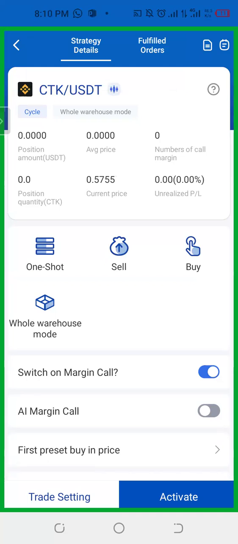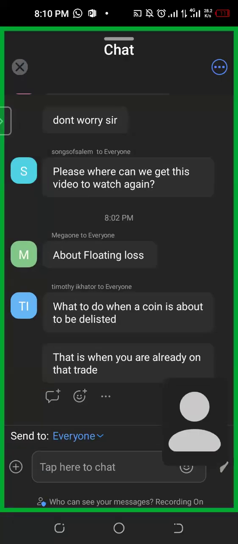Okay. So another question. Welcome, sir. My battery is going down, seriously. Okay, about floating loss. Anyway, since we want to also talk about floating loss, it will be one of the topics I will treat next week.